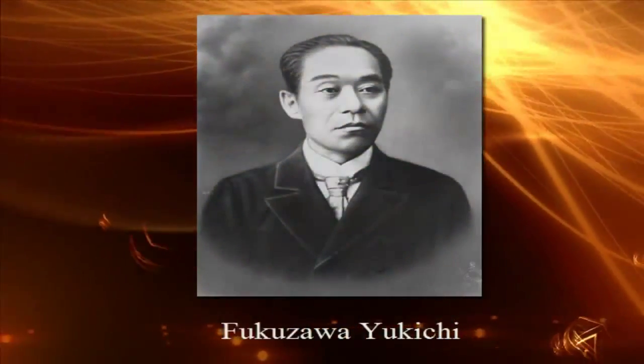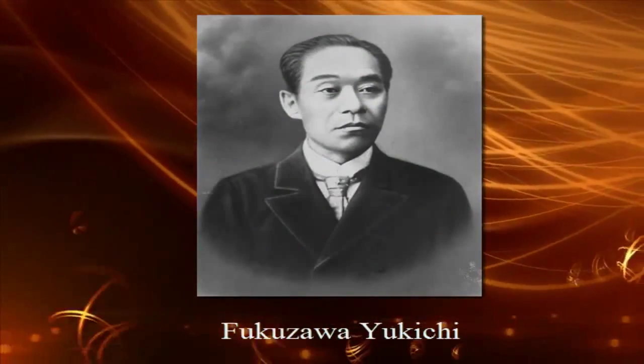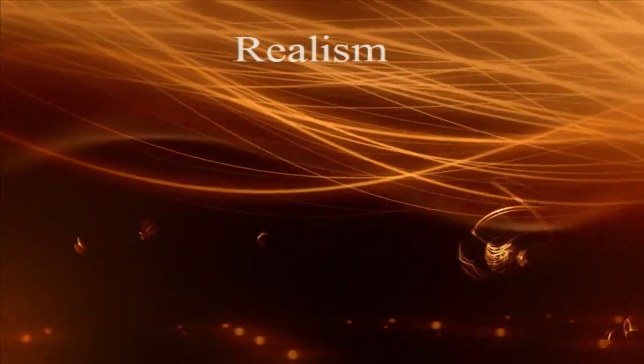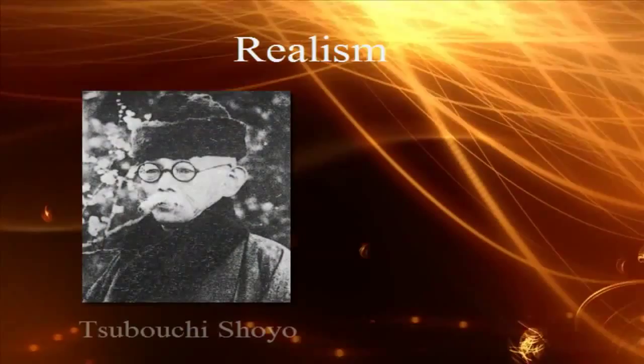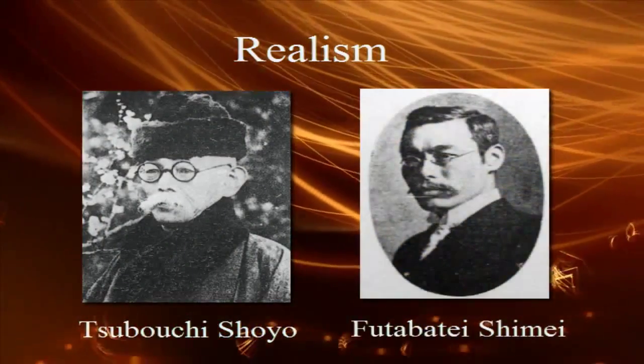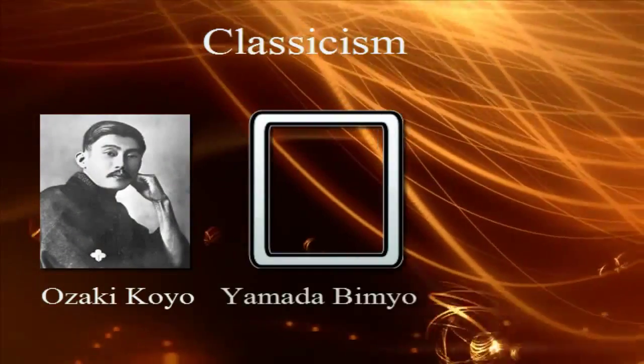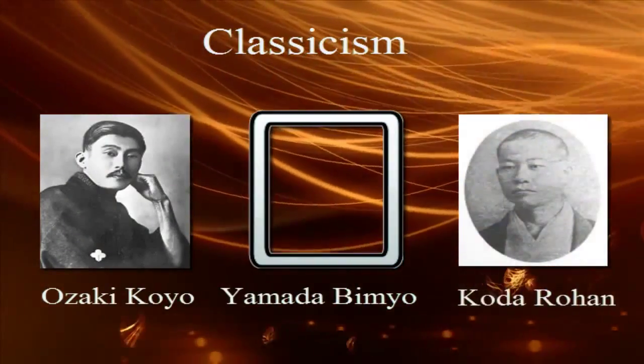In the early Meiji period, 1868 to 1880s, Fukuzawa Yukichi authored Enlightenment literature, while pre-modern popular books depicted the quickly changing country. Realism was brought in by Tsubouchi Shoyo and Futabatei Shimei in the mid-Meiji, late 1880s and early 1890s, while the classicism of Ozaki Koyo, Yamada Bimyo and Koda Rohan gained popularity.